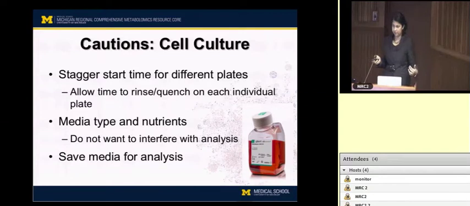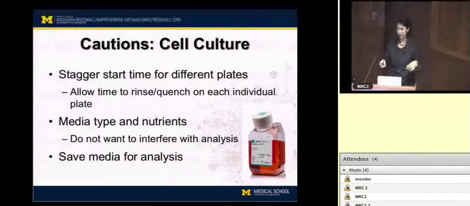This seems silly, but cells have rapid metabolism rates, so you want to stagger the start and stop in the sense that by the time you finish one cell plate, the other cell plate doesn't have a larger time of metabolism going on. So stagger them, and allow time for the rinse and quench of each individual plate. You want to know what's in your media type and what the nutrients in the media are, and keep to one batch of the media as well. We highly recommend that you store a little bit of the media for analysis. If we run into issues, we can always refer back to them.